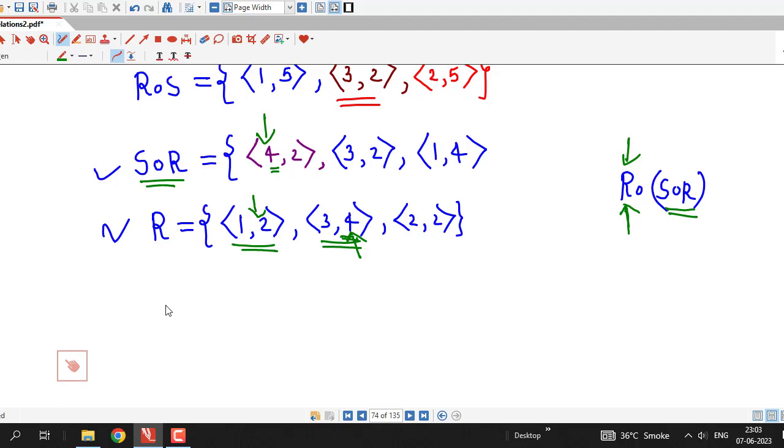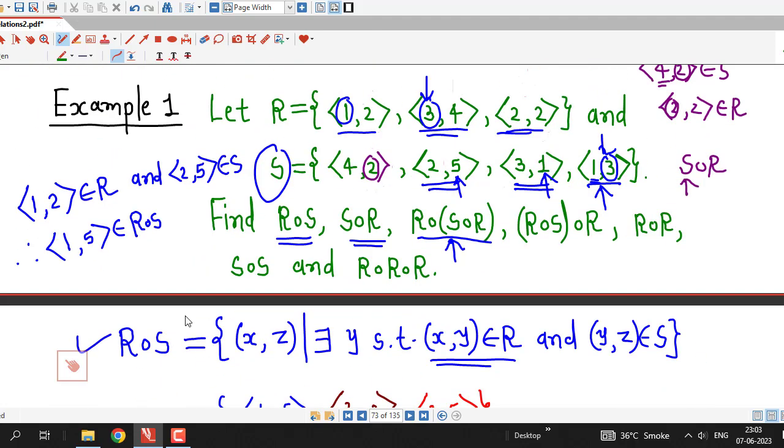Therefore 3 2 belongs to R composite S composite R. The composition of R and S composite R, 3 4 and 4 2, gives 3 2, and there is no other ordered pair having first component 4. Now I check 2 2, second component 2, and there is no ordered pair having first component 2. So there is only one element in this relation, the composition of R and S composite R.